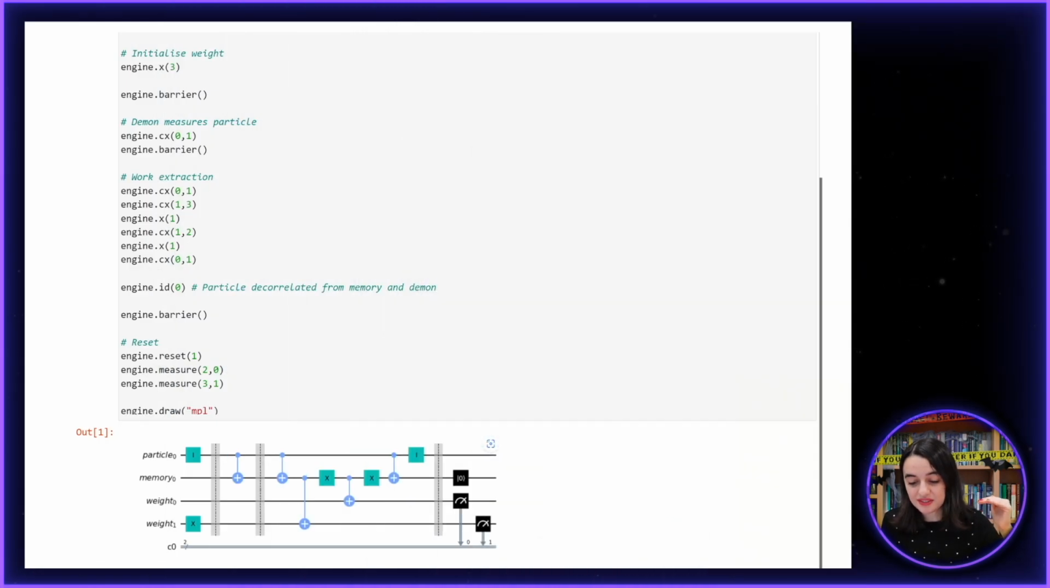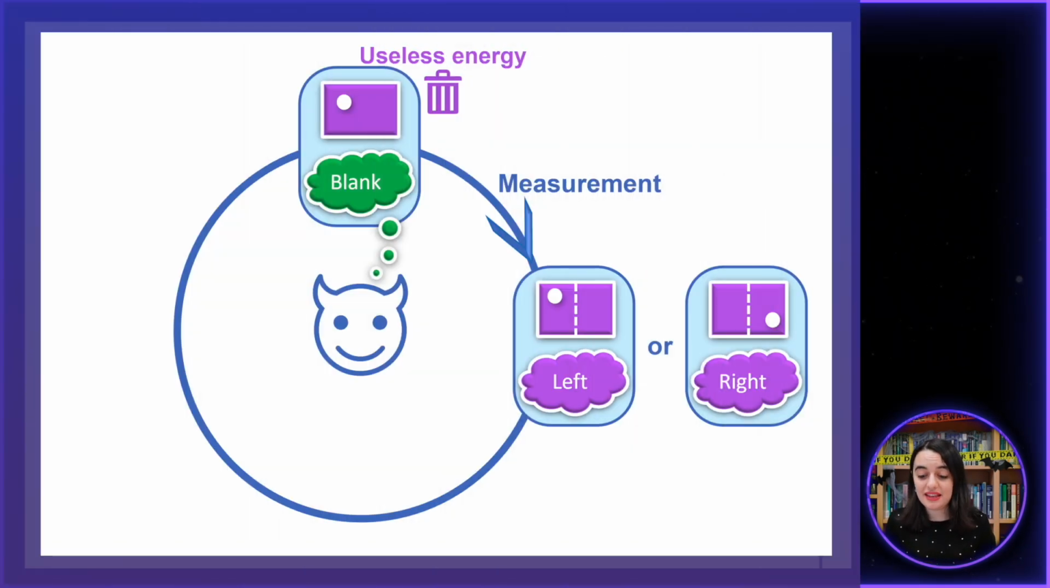And so I'm going to start it off in the state 0, 1 by applying an X gate to one of the weight qubits. So now that we've prepared our qubits, we can start doing the steps of the Szilard engine cycle. So the first step is that the daemon measures the state of the particle.